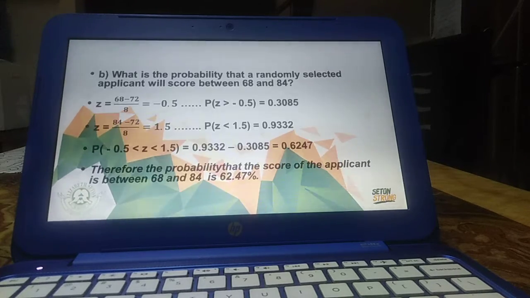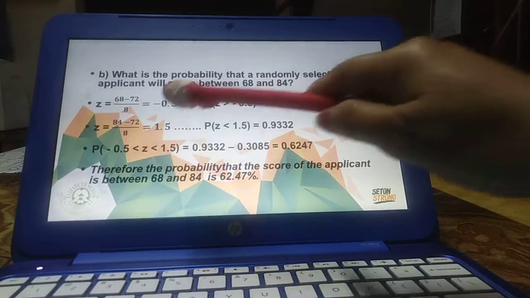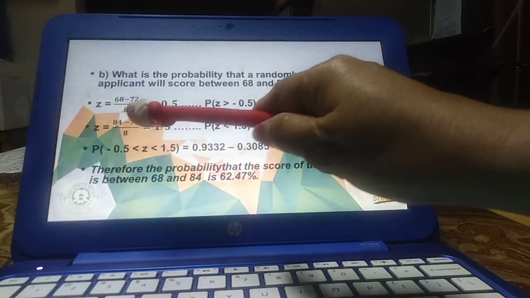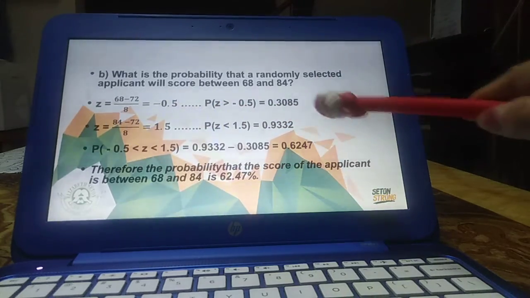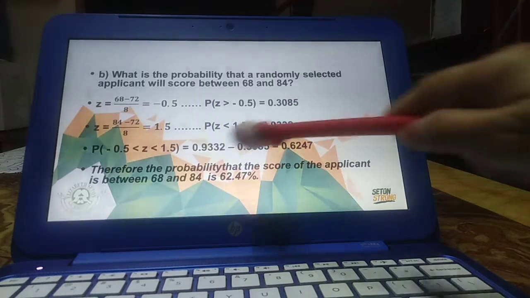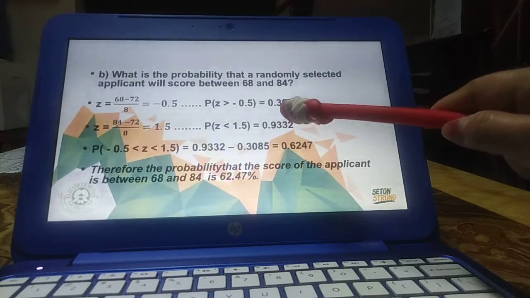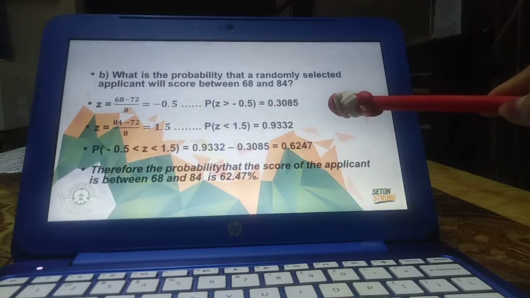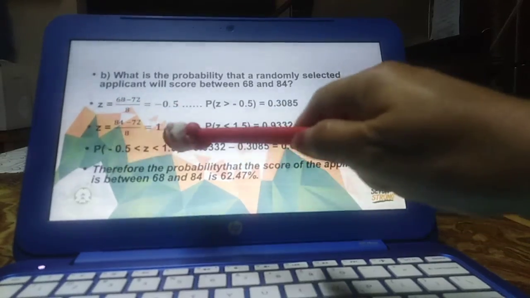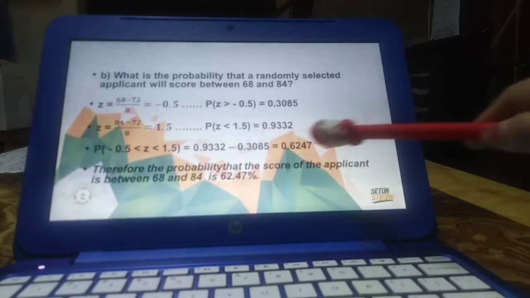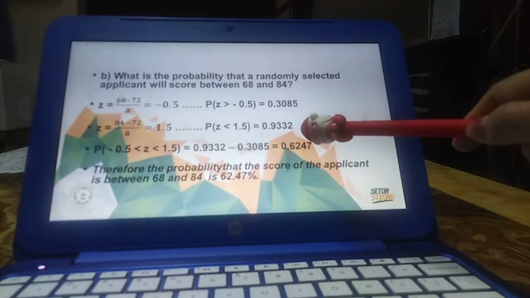Now for letter B, we're looking for the probability that a randomly selected applicant will score between 68 and 84. So first, we change 68 to a z-score. 68 minus 72 over 8 is negative 0.5. If our z-score is negative 0.5, then our area will be 0.3085. Then we look for the z-score of 84. 84 minus 72 divided by 8 is 1.5. The area for 1.5 is 0.9332.